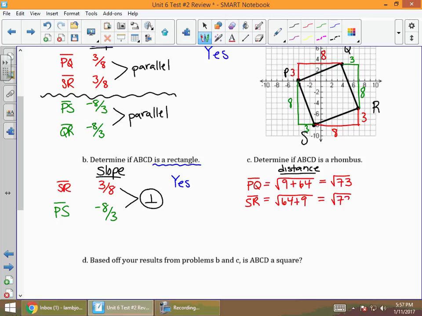So my 2 red sides are parallel and they're also congruent. I knew that because I know it's a parallelogram. All right, PS is the next one. P to S goes down 8, 8 squared is 64, goes over 3, 3 squared is 9, 64 plus 9 is 73.